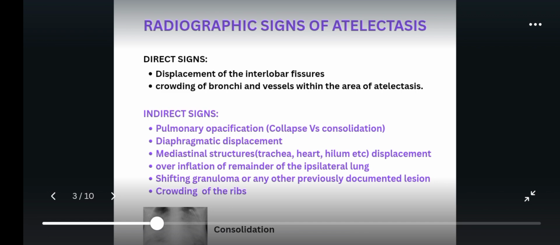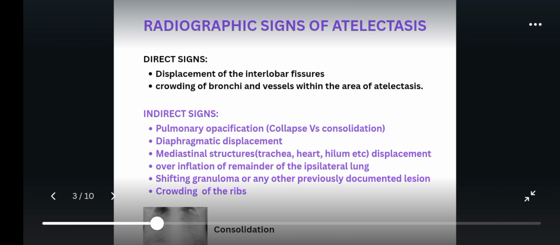It is very important. The other feature, indirect signs, is diaphragmatic displacement. Mediastinal structure shift, like the trachea, heart, hilum displacement. To what side were they displaced? That too signifies the kind of collapse we have. We'll have overinflation of the remainder of the ipsilateral lung. When there is a particular area that is highly inflated and still devoid of pneumothorax, then we should suspect there is an area of the lung that may have collapsed.